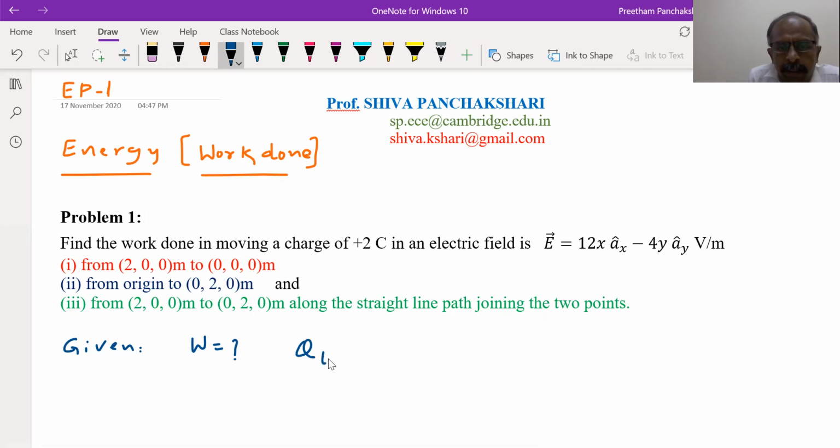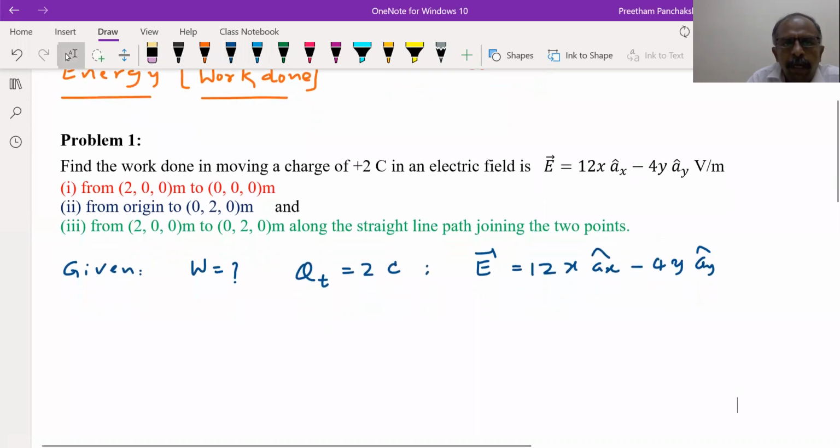Given is a test charge of 2 coulombs. This charge experiences force by the field. The electric field is also given: 12x a_x minus 4y a_y. So the field is given, the charge is given. So you have to find the work done along the given path.